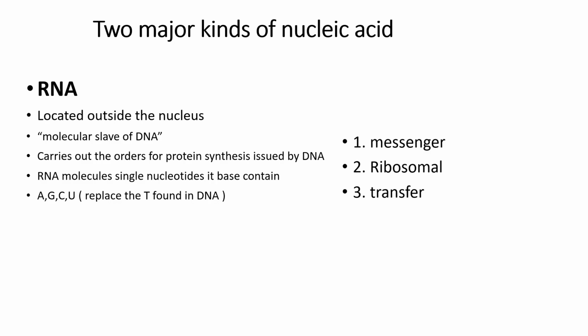So katulad ng sa bonding ng DNA, si adenine, siya ay kay uracil magbabond. And then si cytosine kay guanine. Okay? So, kanina dalawa pero we have three major varieties of RNA. The messenger, the ribosomal, and the transfer RNA.